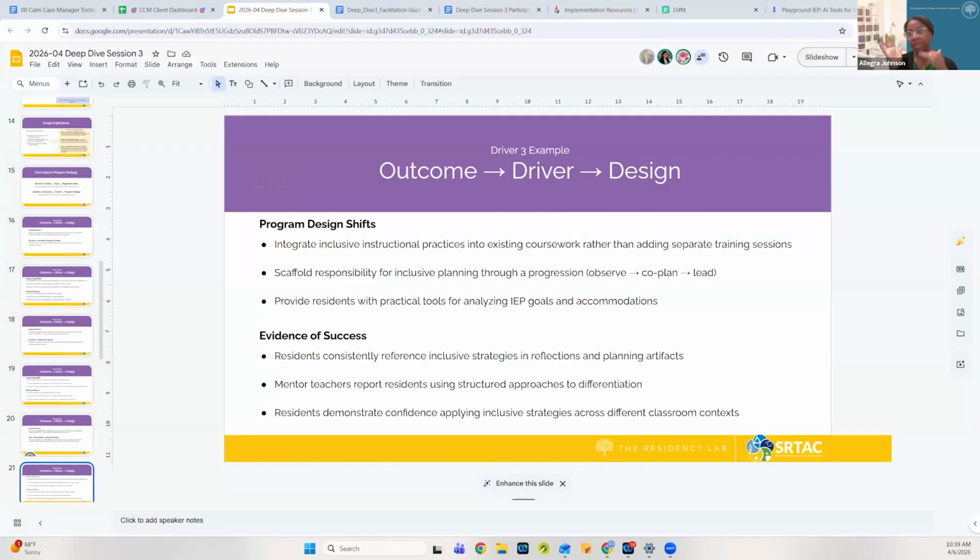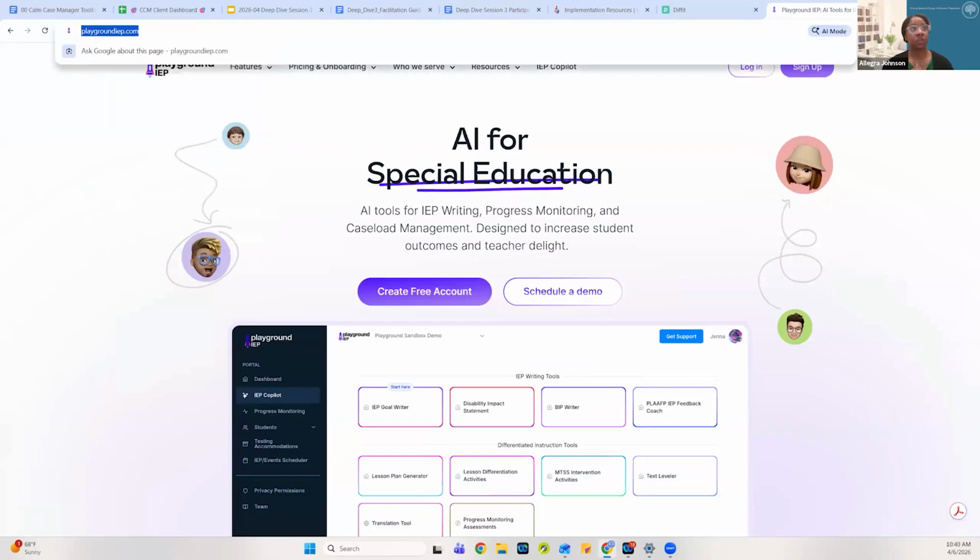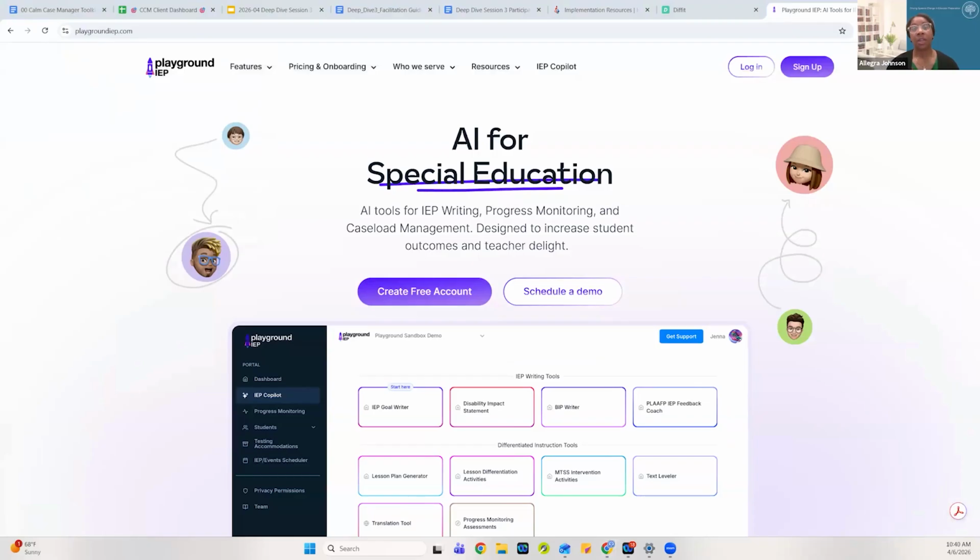And so being able to have a coaching session or a co-planning session with one of those tools pulled up has been shown to be really useful. And then there is another tool that is also an AI tool, but it is very much supportive around IEPs and working with students who have IEPs. It's called IEP Playground.